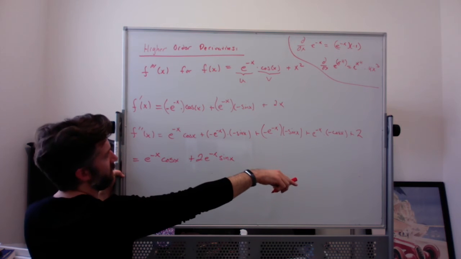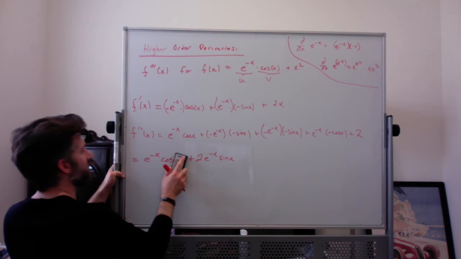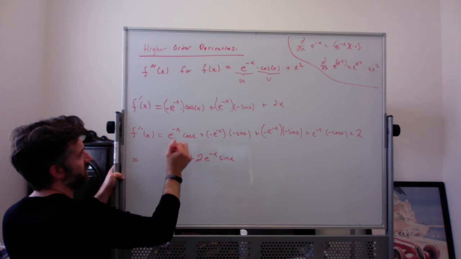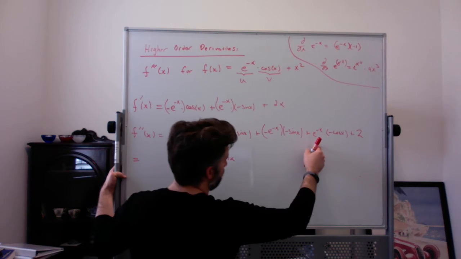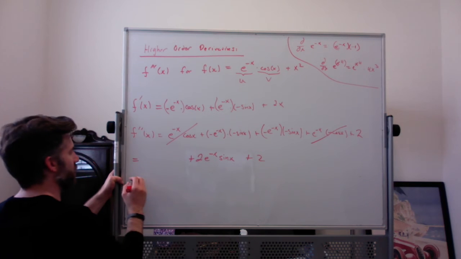And then you have an e, oh look. So really I don't even need to write this, because this e to the negative x cosine x and this e to the negative x negative cosine x cancel out. And then finally we take the derivative.